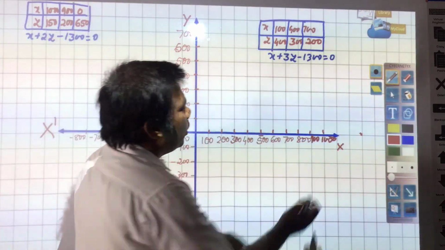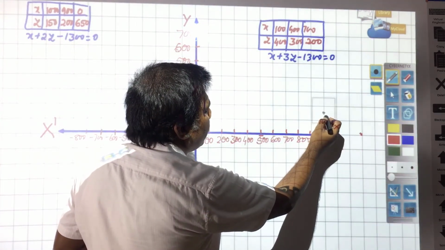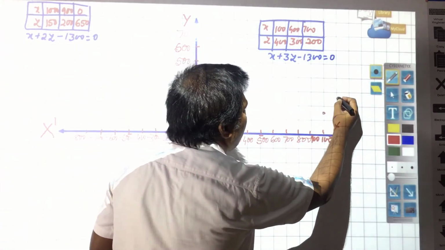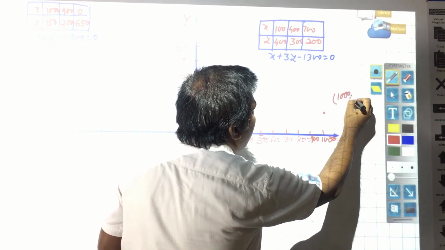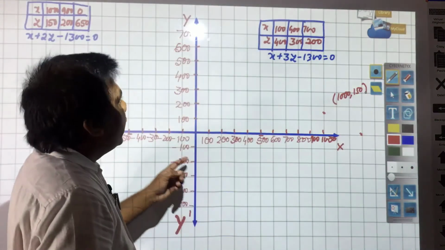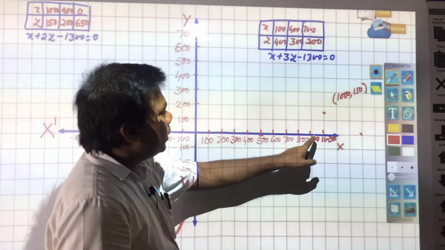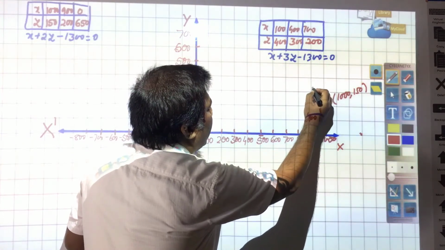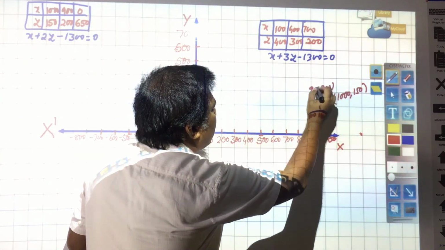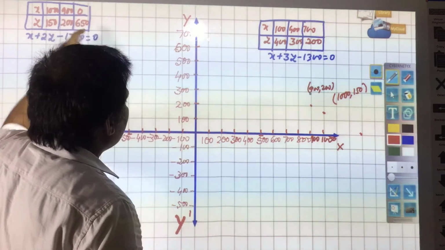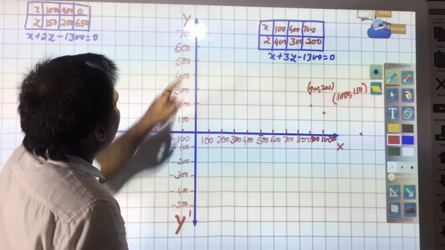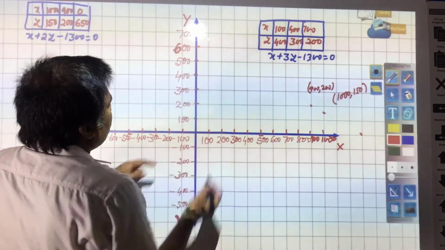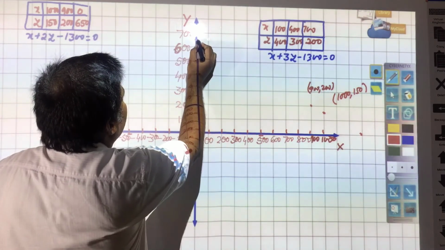So, we will start with 1000 and 150. 1000 you have over here and 150 will be in between 200 and 100. So, your coordinate will be 1000 and 150. Next you have 900 and 200. So, 900 and 200 you have got, and next you have 0 and 650, in between 600 and 700 you will have. So, 0 and 650 over here.